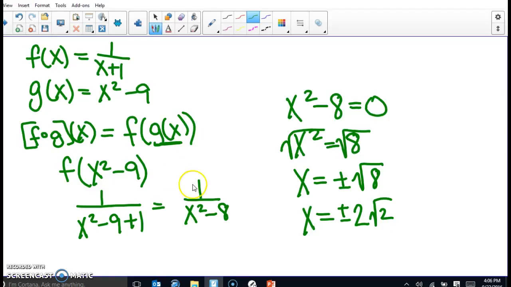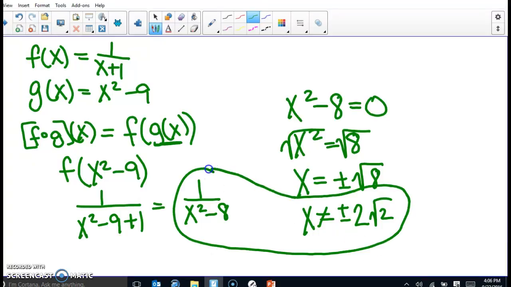And so this means that in our denominator, this function works as long as x is never equal to plus or minus 2 times the square root of 2, so x cannot equal that for our domain.